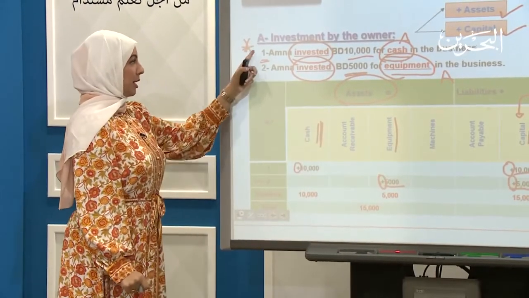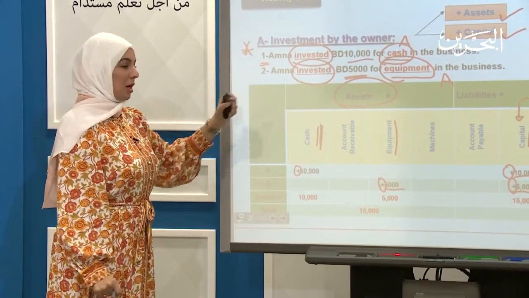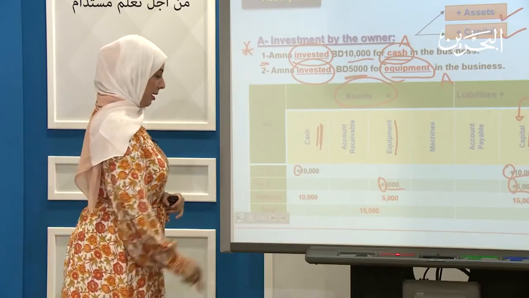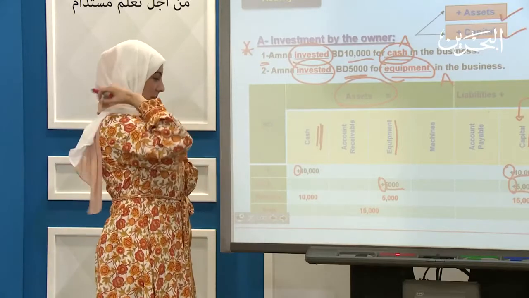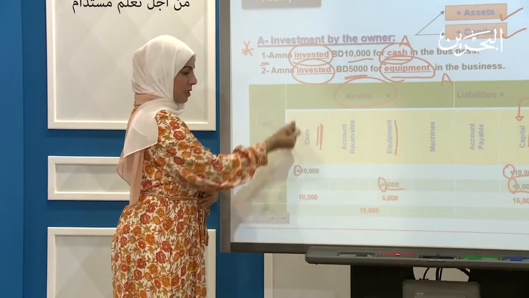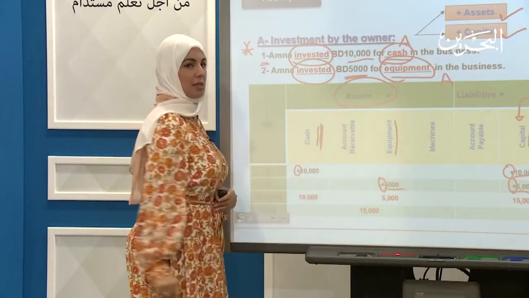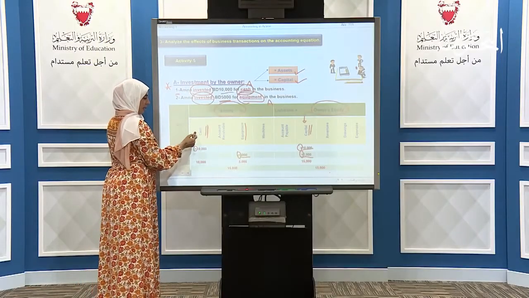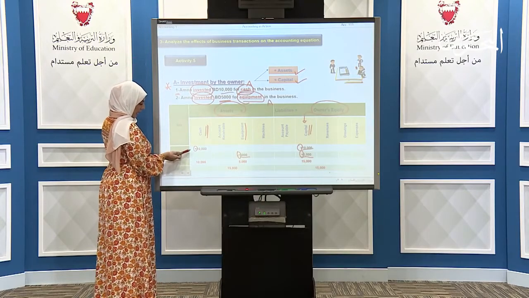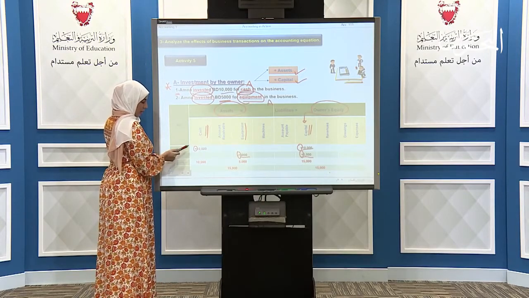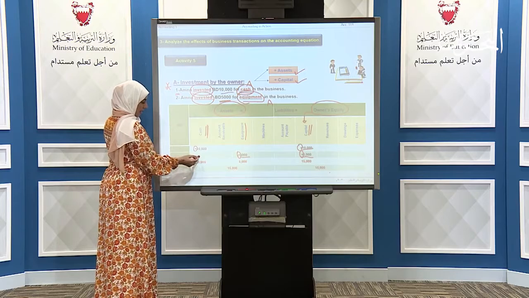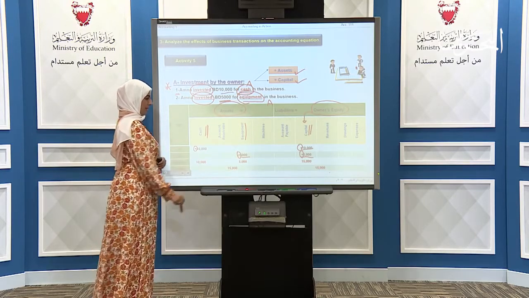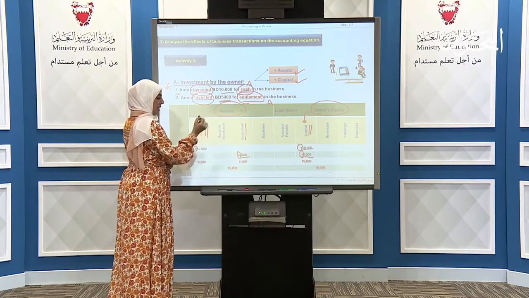After I finish transaction 1 and transaction 2, I should find the balance after these two transactions. I will make the balance for all the accounts in each section. Coming to the account section, under the cash account, I only have in transaction 1 the 10,000. In transaction 2, I don't have anything, so the balance will be 10,000.